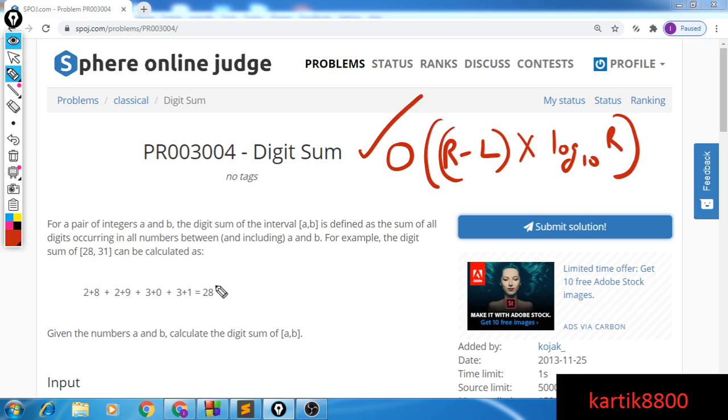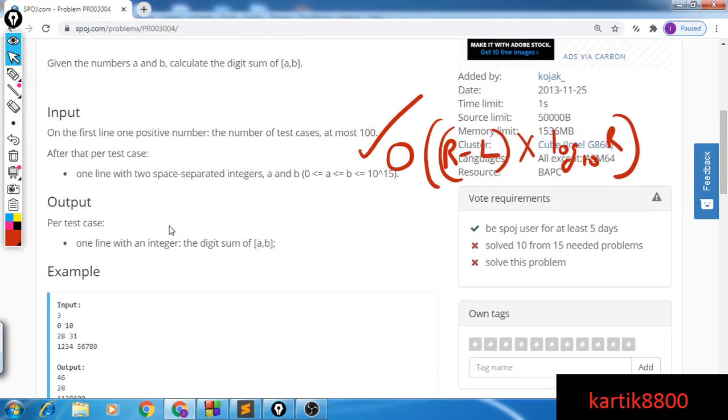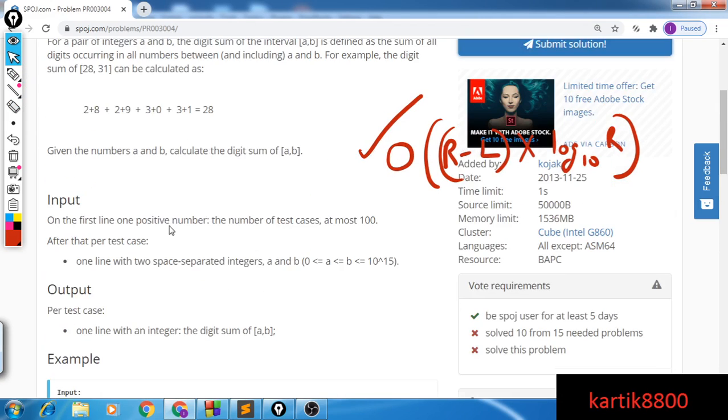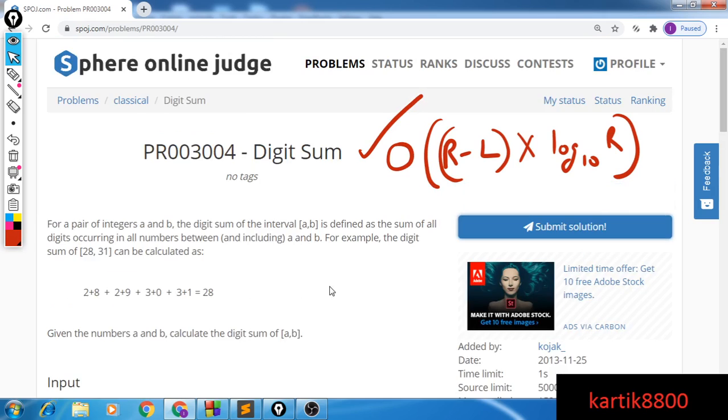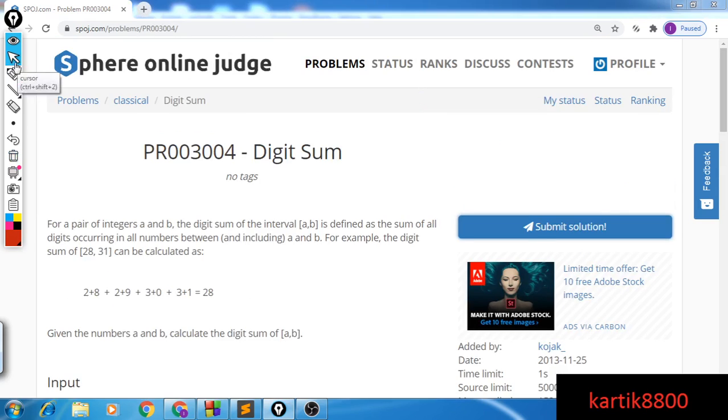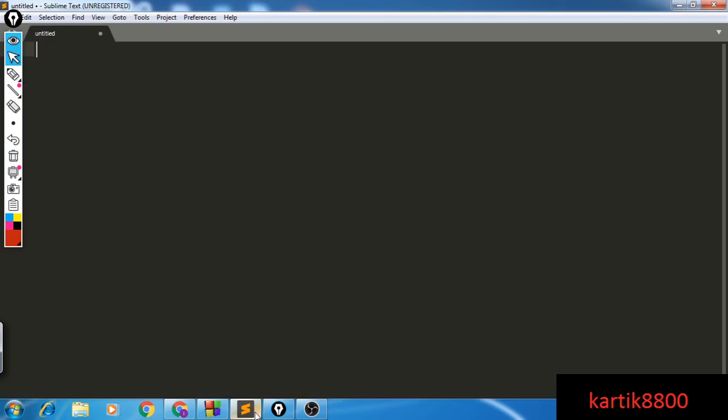Not bad, but if you think about how large R can be, in this particular problem, R can be up to 10 power 15. So, L and R can be anywhere from 0 to 10 power 15. The bounds are very big, and this particular time complexity does not work for that. So, let's go to Sublime and discuss a more efficient digit DP solution now.